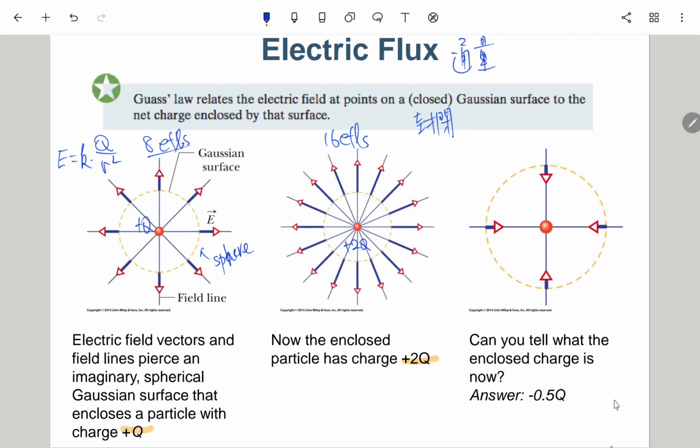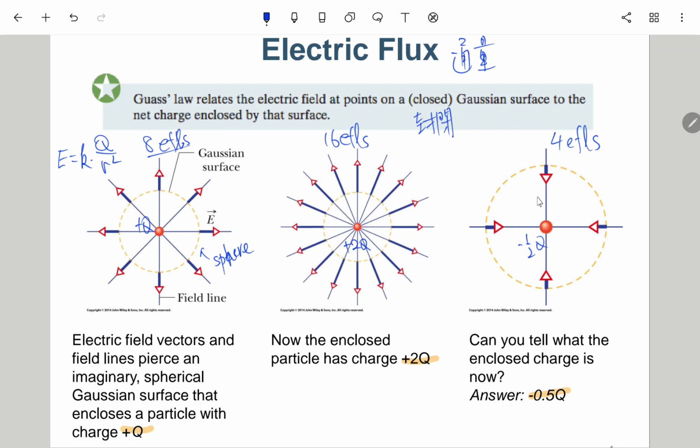And here we have negative 0.5 Q, negative 1/2 Q. Okay, so the magnitude of the charge is smaller, and also the polarity is negative, which means it will generate some E field pointing towards this charge. In such a way, we can count there are 4 E field lines going through this circle.